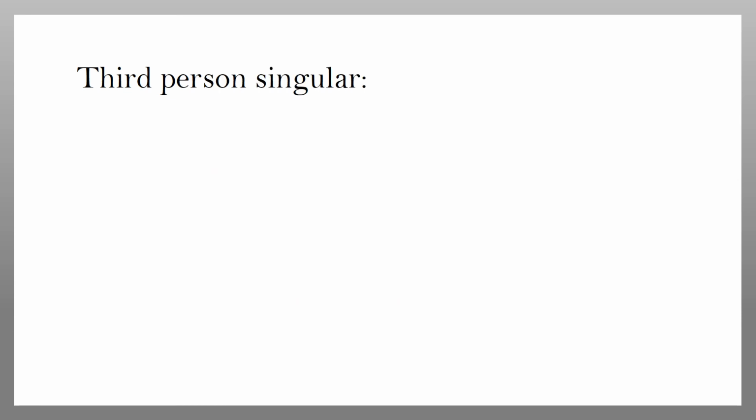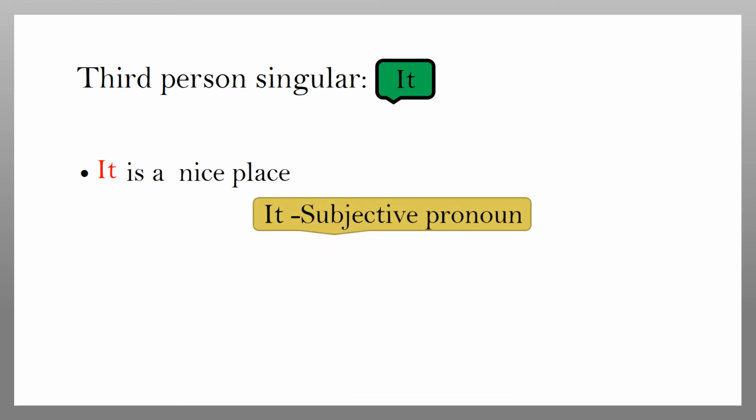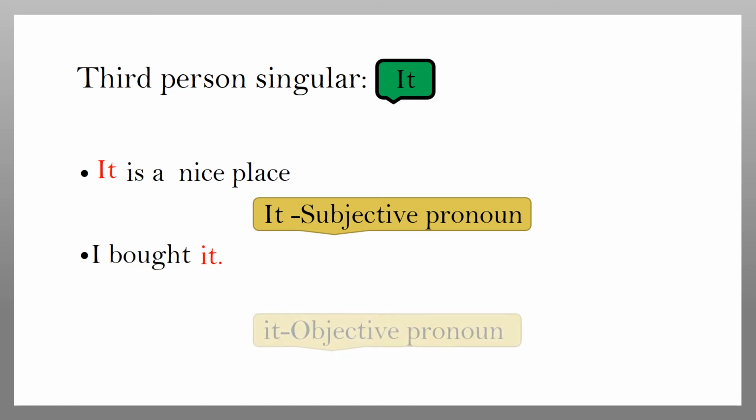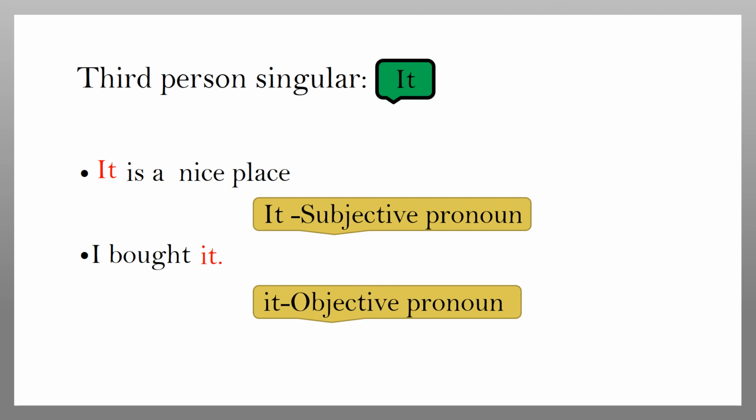Let's see another third person singular, how it acts as a pronoun. It is a nice place. In this, it is in the position of subject, so it is a subjective pronoun. I bought it. In this, it is in the position of object, so it is an objective pronoun.